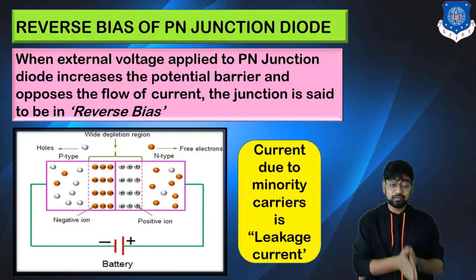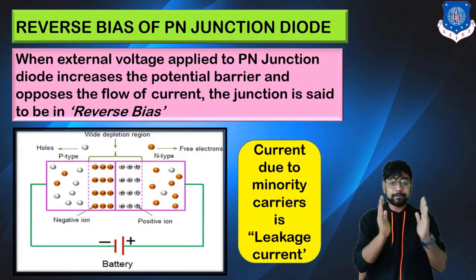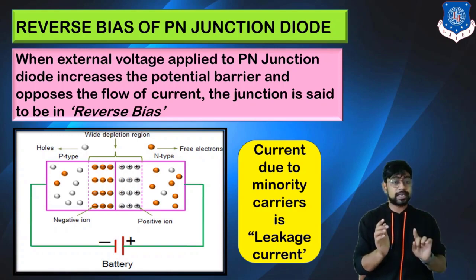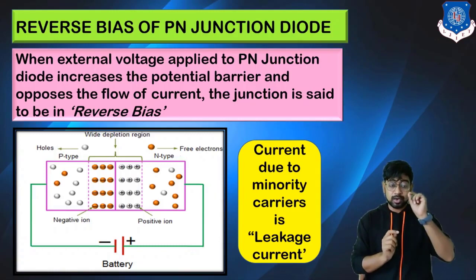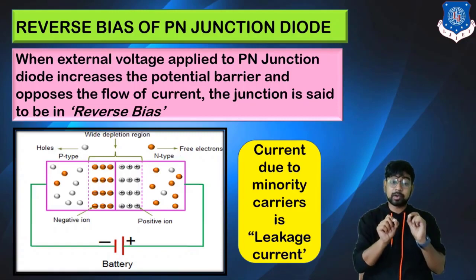So what happens in the reverse bias of the PN junction? When an external voltage is applied to a PN junction diode that increases the potential barrier, it opposes the flow of current. How is it doing that? When you take a PN junction, P is connected to the negative terminal and N is connected to the positive terminal.